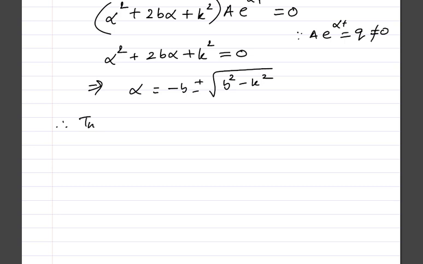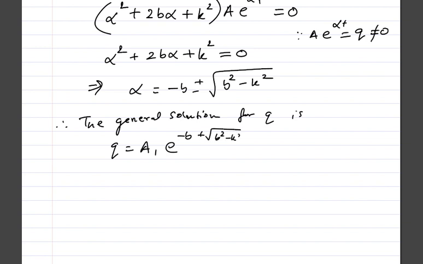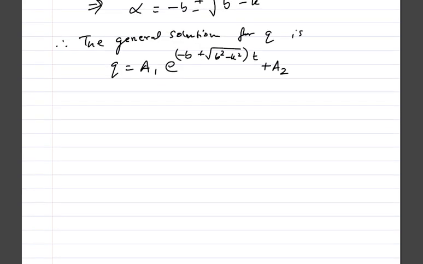Therefore, the general solution for Q is equal to A1 e to the power of minus b plus square root of b squared minus k squared, everything into t, plus A2 into e to the power of minus b minus square root of b squared minus k squared into t.